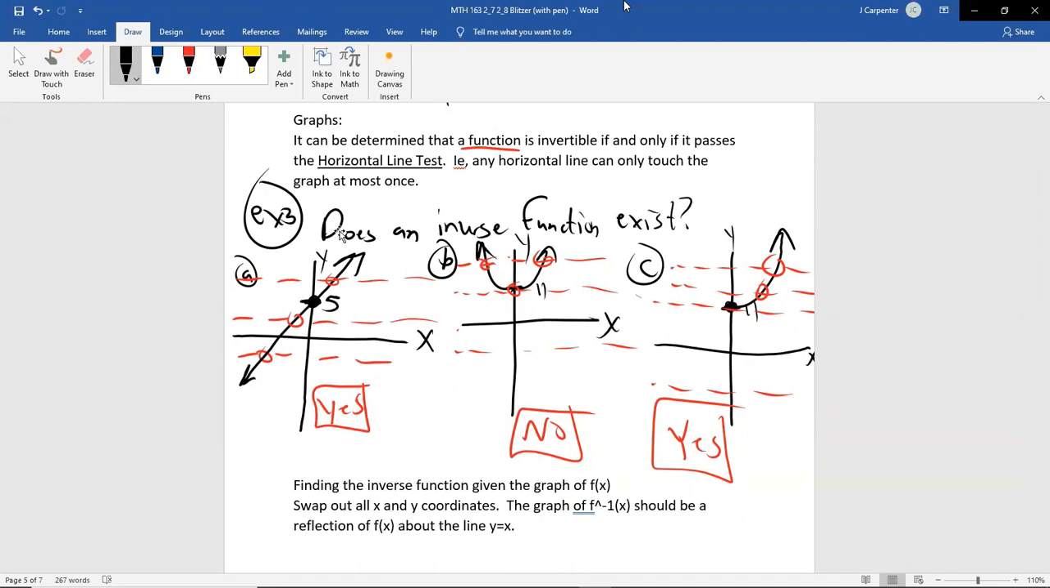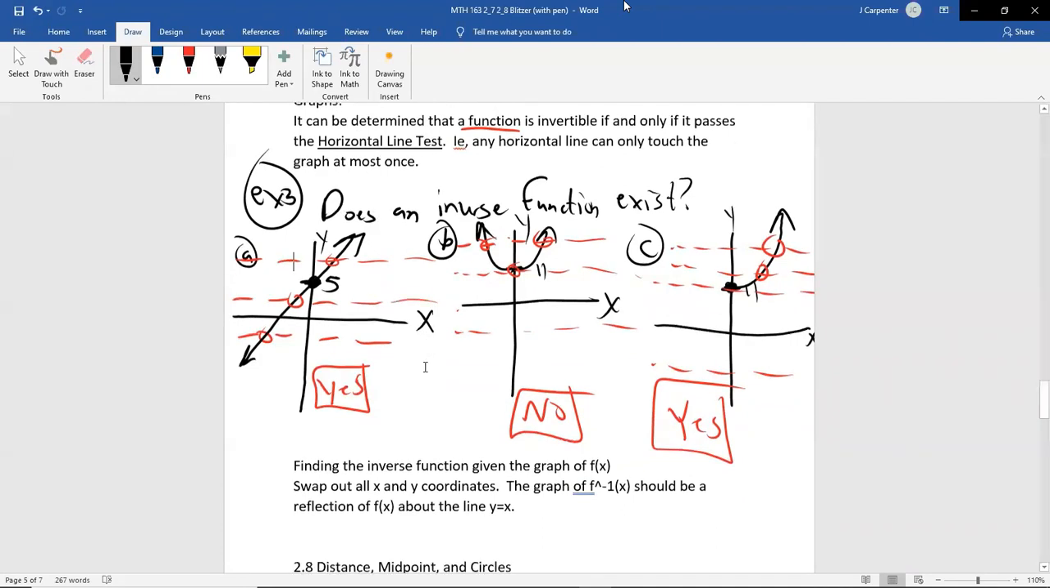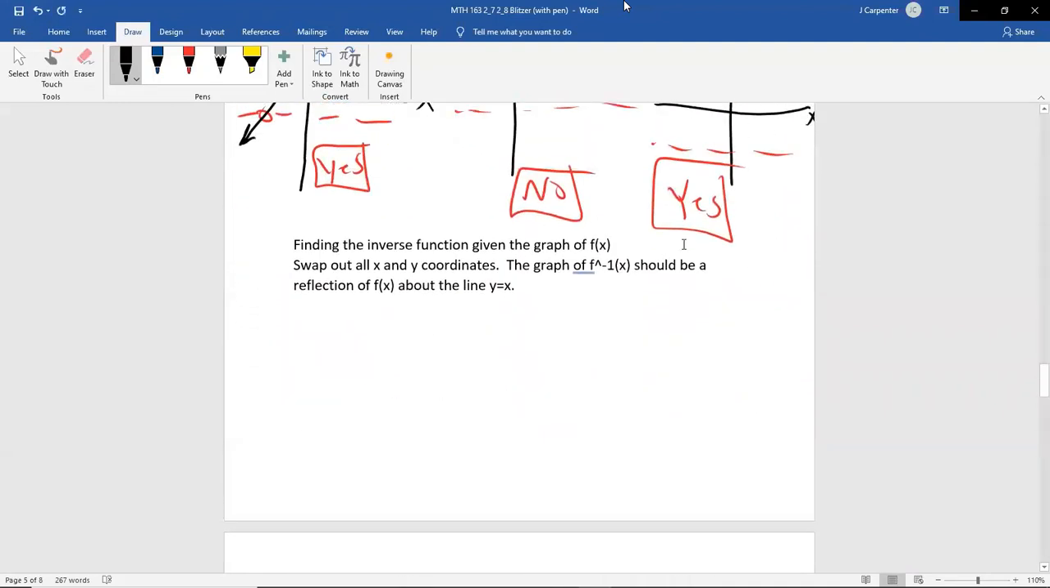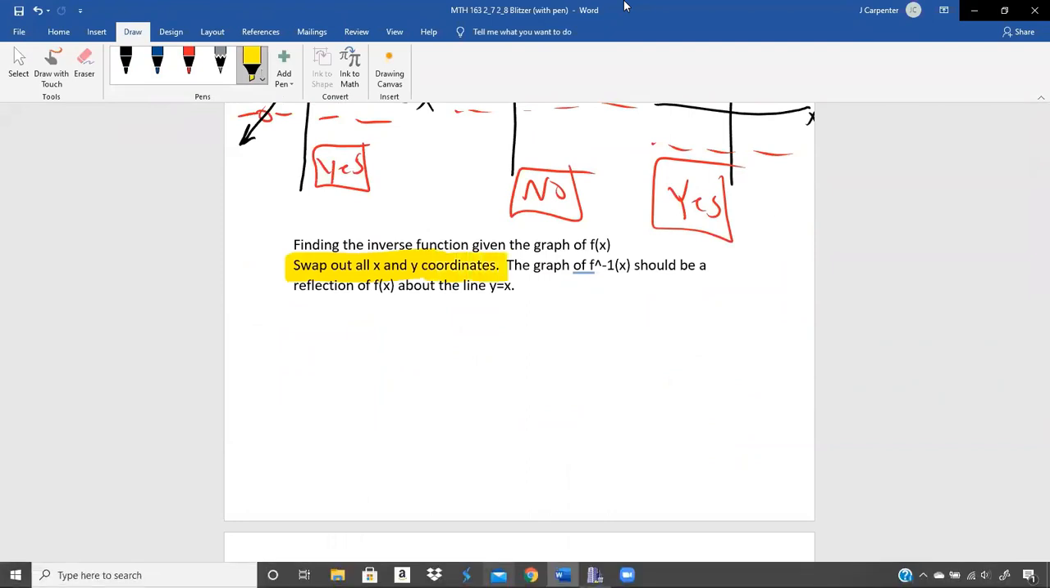All right, last topic of the section. We're moving at a good pace. I think we're going to get this stuff done today. Finding the inverse function given the graph of f of x. Oh, look, literally the same thing that we did with equations. Swap the x's and y's. Except they won't literally say x and y, they're going to be coordinate pairs, so just swap the coordinate pairs.